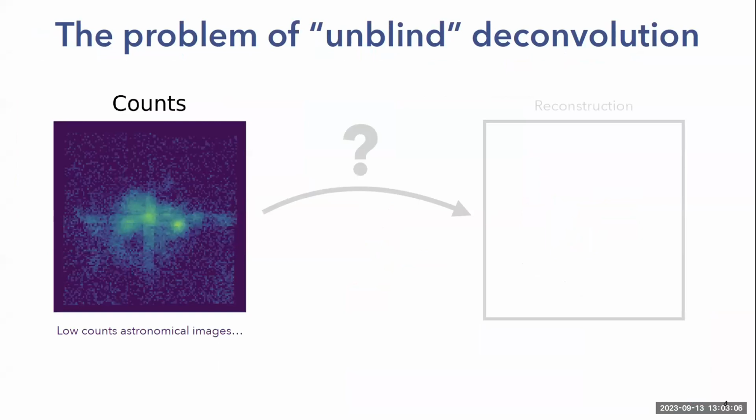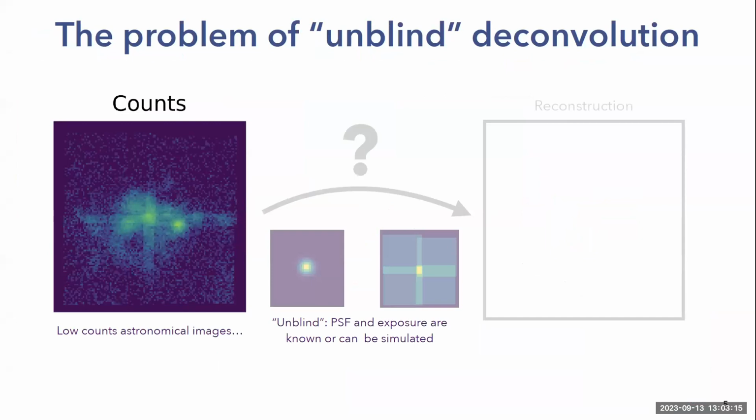Yeah, so it would be nice if we could actually reconstruct from the counts data more of the original flux that we're actually interested in. And the question is how to do this. This process is called unblind deconvolution.